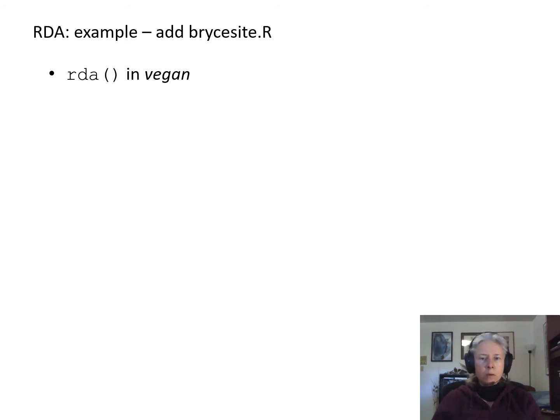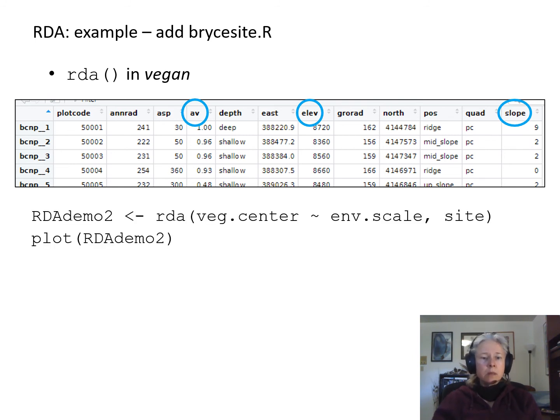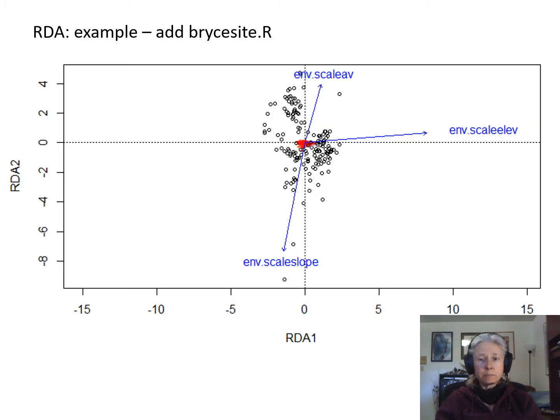So in the online notes, we used the RDA command from Vegan, and here are the environmental variables from BryceSite. You can see that some are numeric and some are categorical. RDA only works with numerical data, and so I picked elevation, aspect value, and slope to examine. These data were centered and scaled, and then they were plotted. This is a triplot because it plots the sites in circles, the species in red points or red crosses, and the environmental variables in blue arrows.